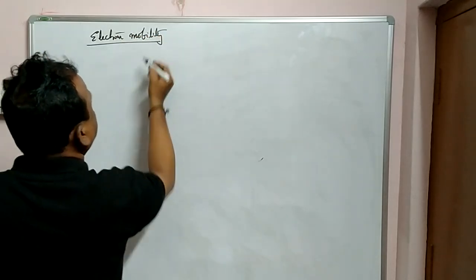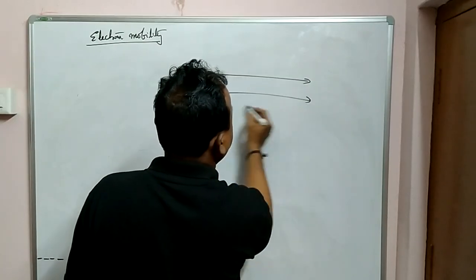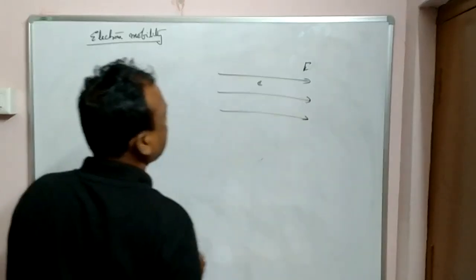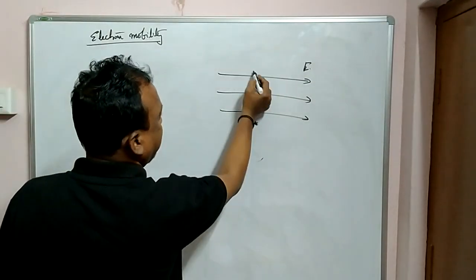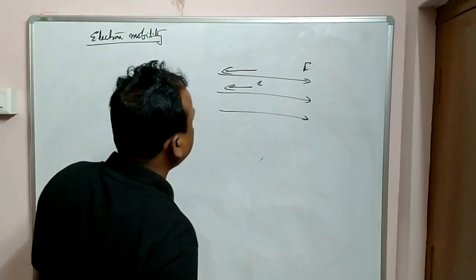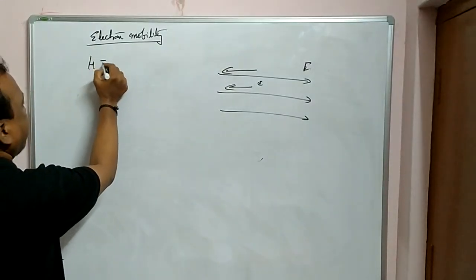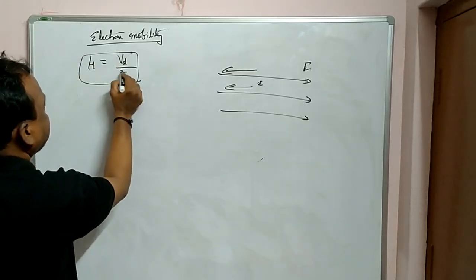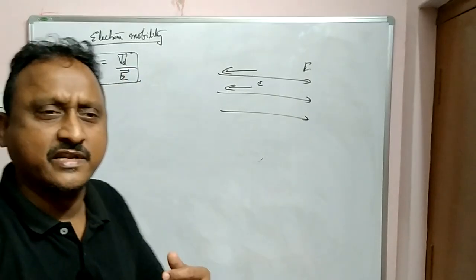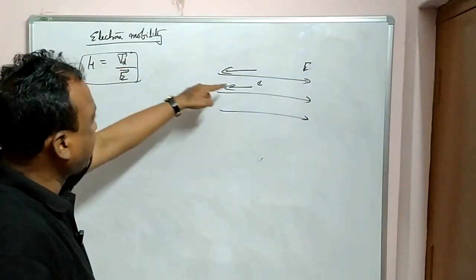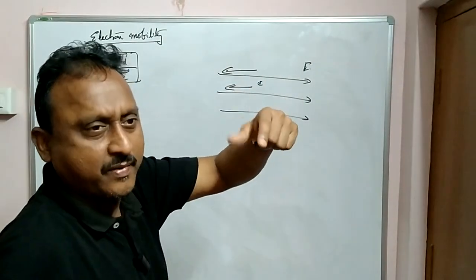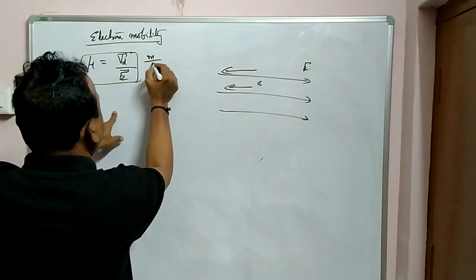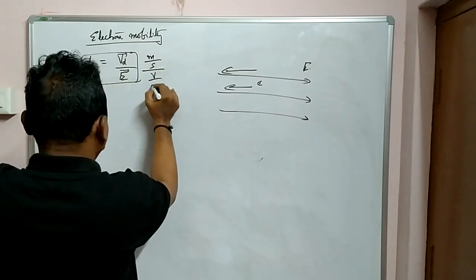Electron mobility. So this is the field direction. Suppose an electron is there. The electron direction is always opposite to the current direction. Now mobility mu is defined as drift velocity by electric field. Both are vectors. Mobility of the electron is given by the ratio of drift velocity of the electrons, which is of the order of 10 power minus 4 meters per second, divided by the field. So in SI units, meter per second by volt per meter.